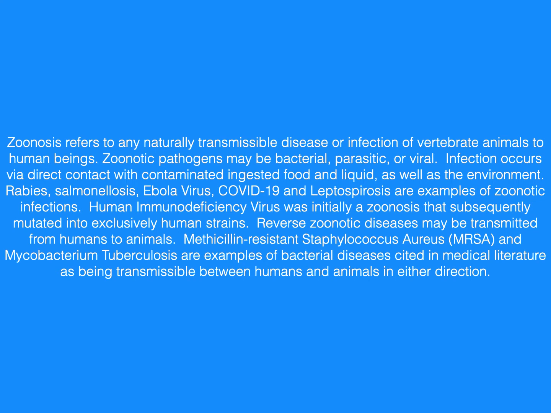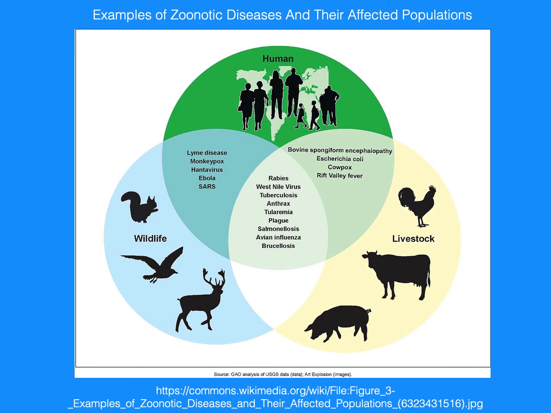Reverse zoonotic diseases may be transmitted from humans to animals. Methicillin-resistant Staphylococcus aureus and Mycobacterium tuberculosis are examples of bacterial diseases cited in medical literature as being transmissible between humans and animals in either direction. Examples of zoonotic diseases and their affected populations.